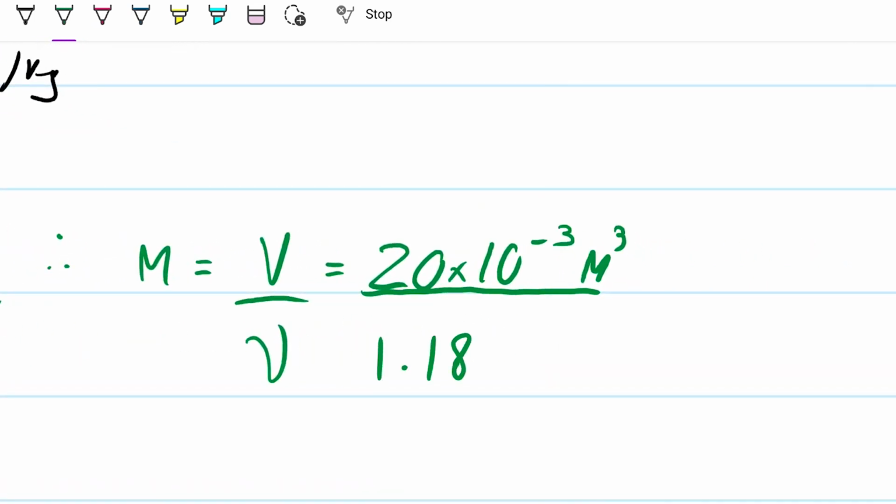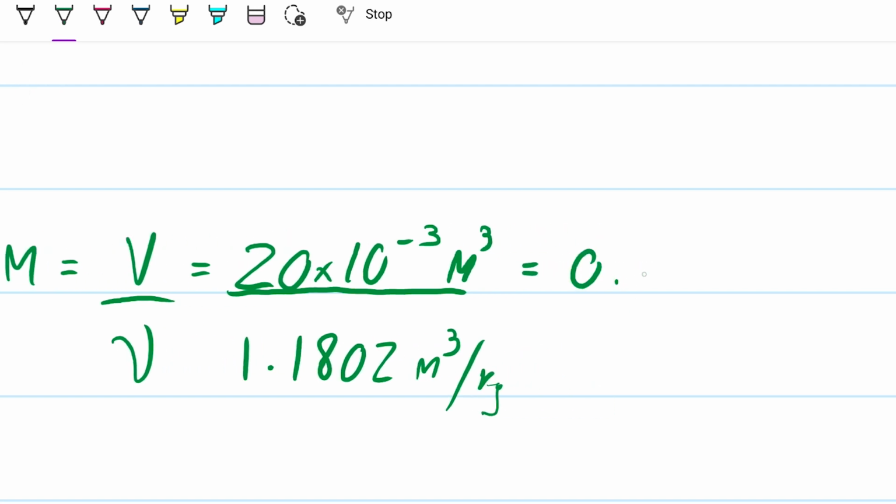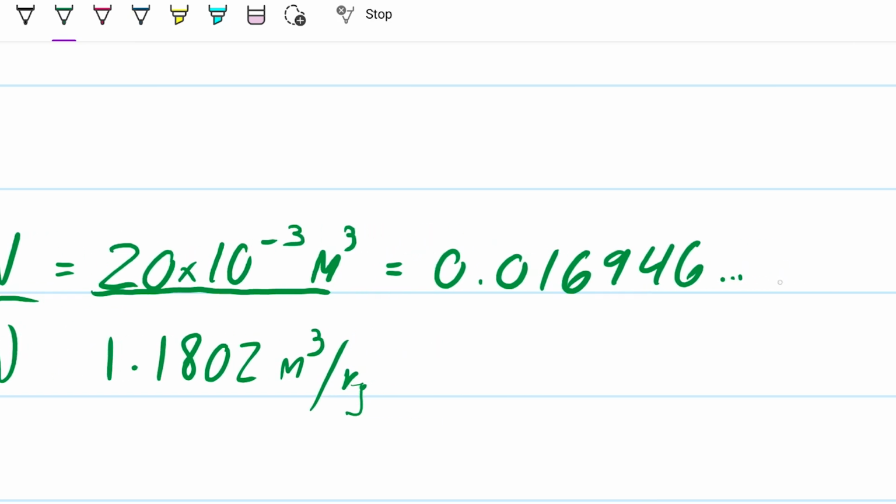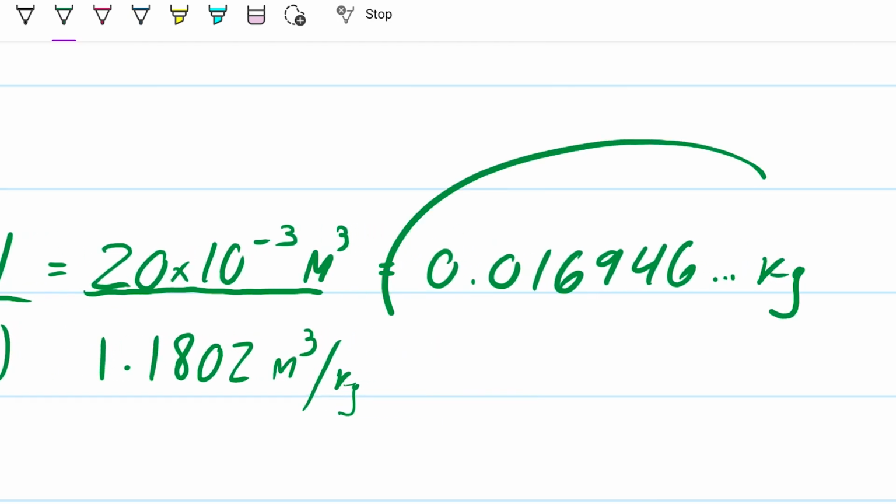What was the rest of it? 1.1802, and that's meters cubed per kilogram, which will give me kilograms as an answer, and that is 0.016946. It keeps going, and that's kilograms. Okay, so a very small amount of mass indeed.